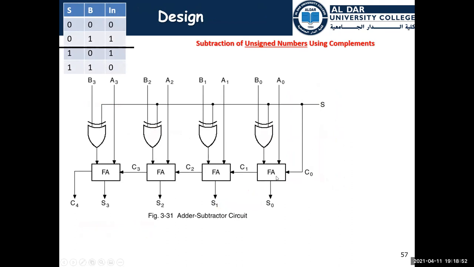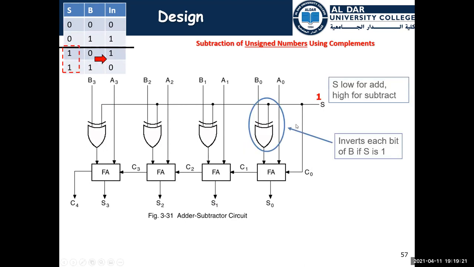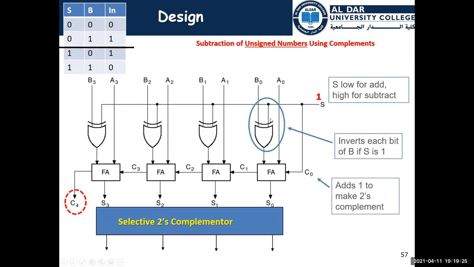And if this is one, we are complementing the B's to B complement and adding one to the complemented values. This means two's complement. So this means this is a subtractor. If S is zero, this is addition. If S is one, this is a subtractor. Now we implemented the subtractor circuit this way. And don't forget about the second two's complement. You have to check for that. We didn't implement it, and we will not talk about this in this lecture.